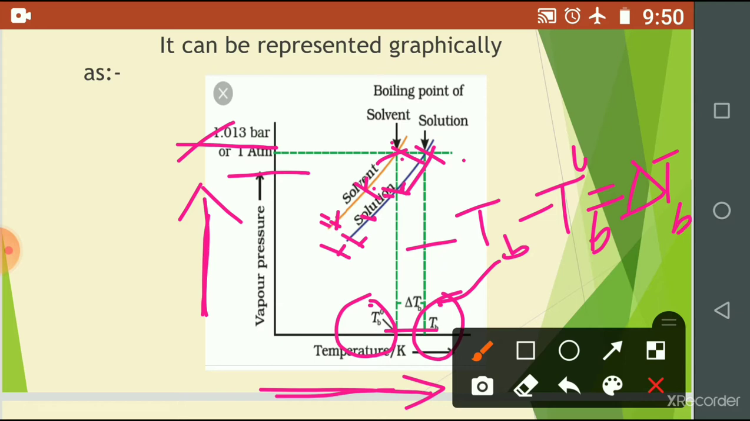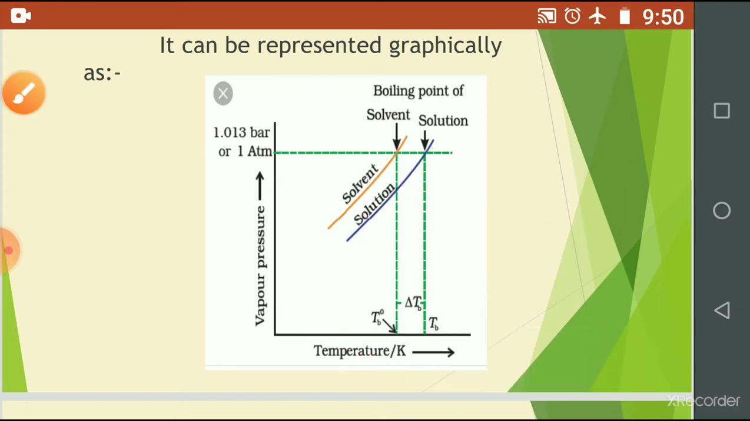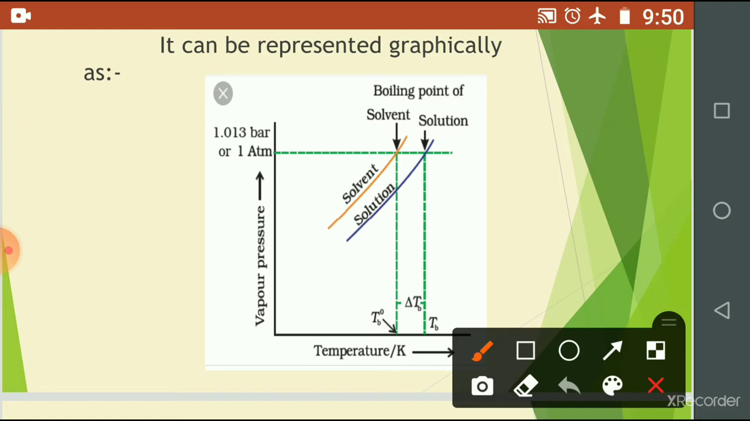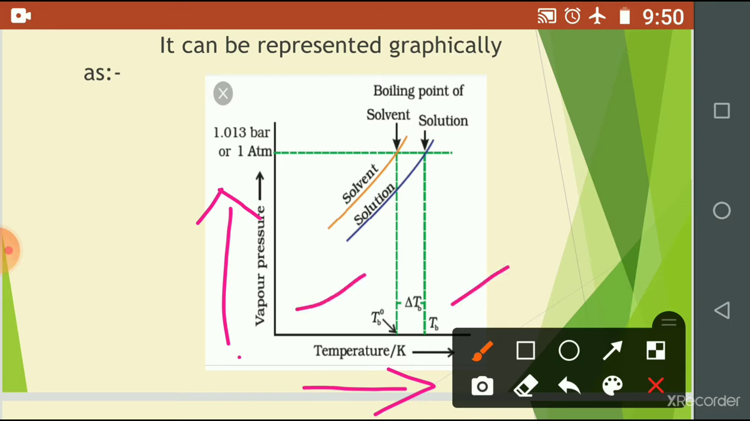If they ask you to draw the diagram, you draw two perpendicular axes. Vapor pressure should be mentioned along the y-axis, increasing from bottom to top. Temperature increases from left to right. Okay, TB is that of the solution, T0B is that of the pure solvent. The difference represents the elevation in boiling point.